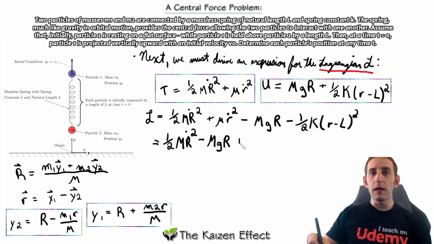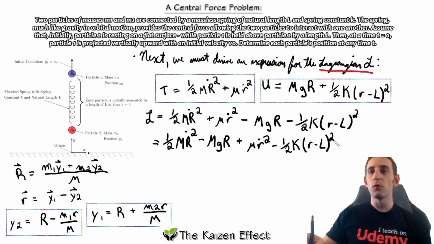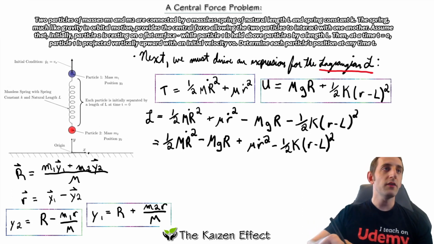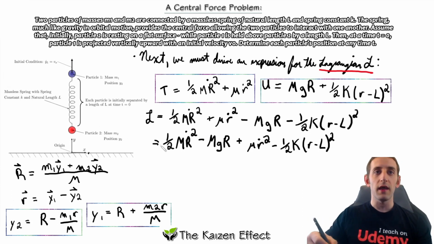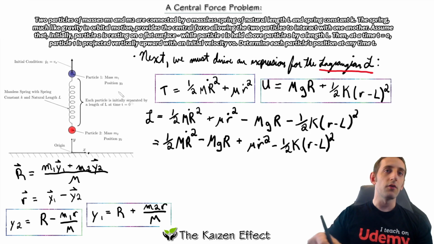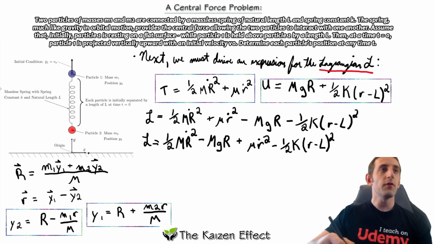And then we're going to get a plus 1/2 mu r dot squared minus 1/2 K quantity R minus L squared. Okay, so what I'm going to do is write our Lagrangian first in here. This is the Lagrangian we get, but there are some very important implications associated with this.